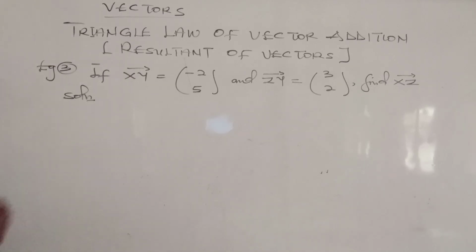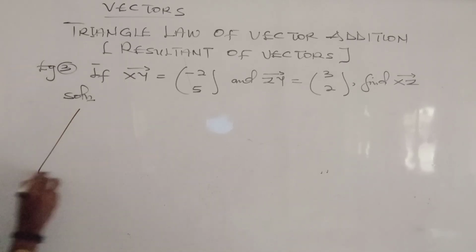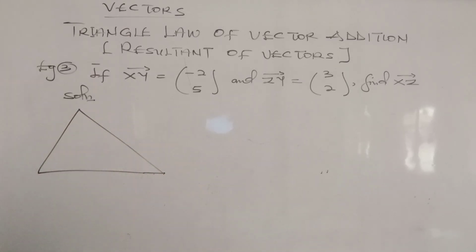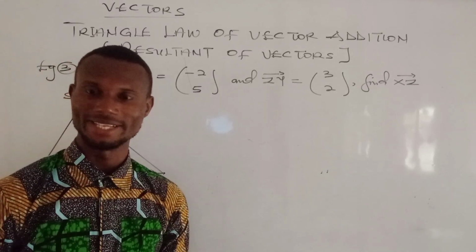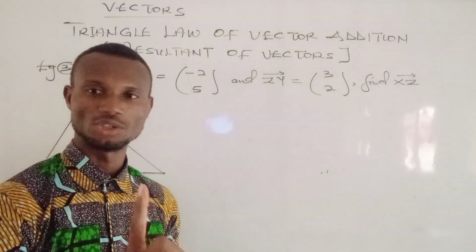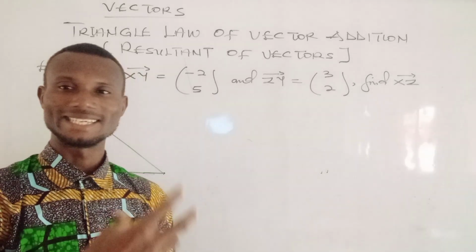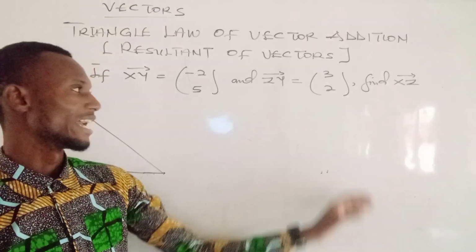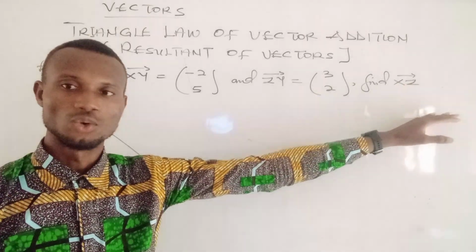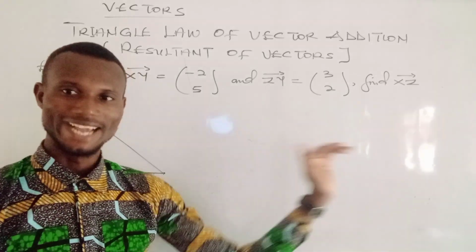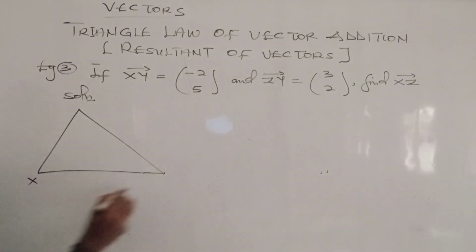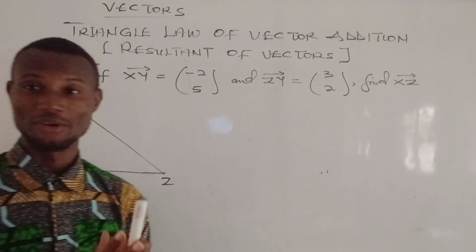Okay, so now let me draw my triangle. So I have my triangle and I'm going to label it. And don't forget, I say that you should always make sure that what you are being asked to find comes at the base of the triangle. You are being asked to find the vector SZ. So I'll label it in such a way that the SZ comes at the base of the triangle. So my S will be here and my Z will be here, and I hope you understand and you agree with me up to this point.